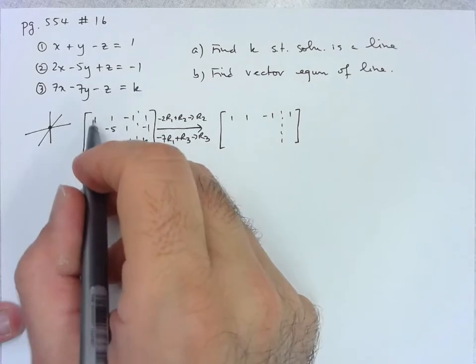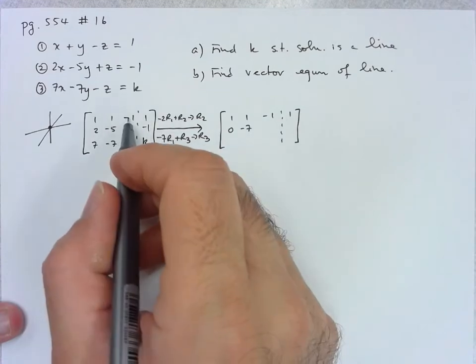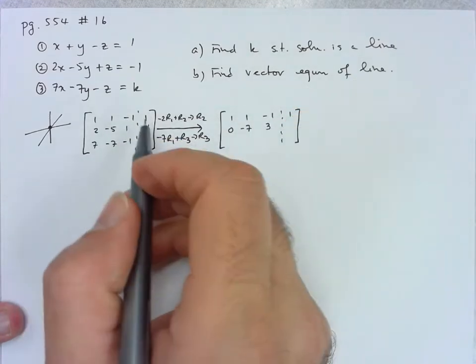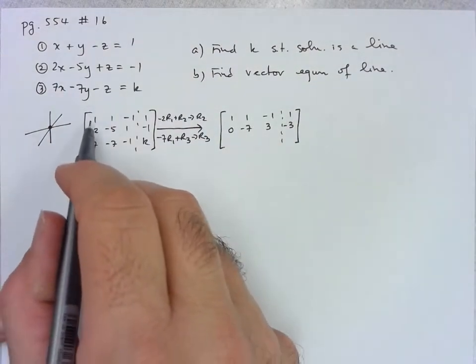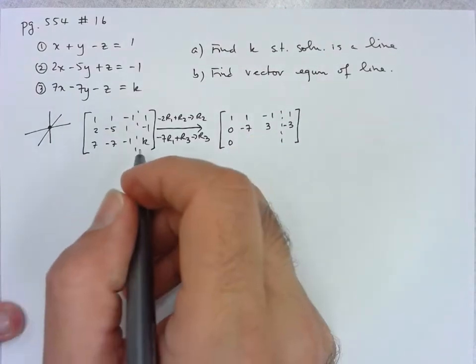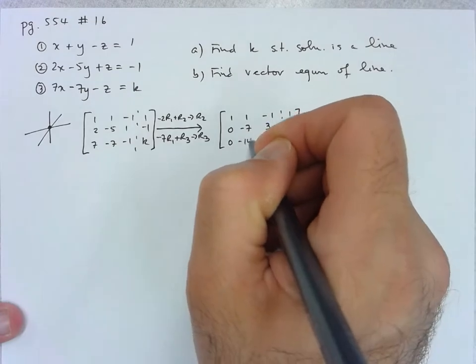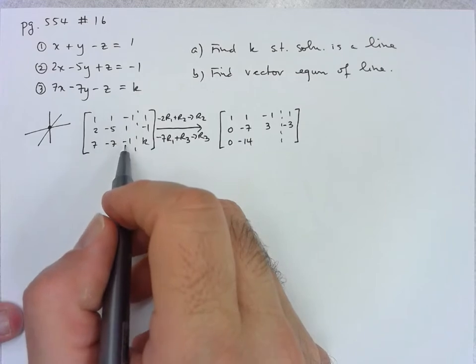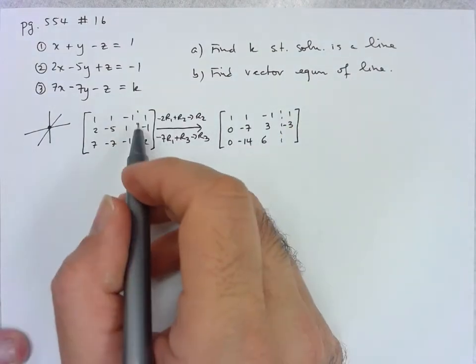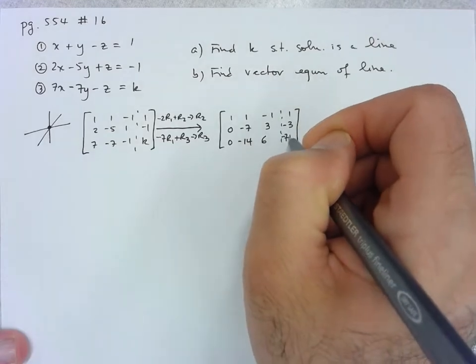So here what do we have? We have negative 2 plus 2, 0. Negative 2 minus 5, negative 7. Here we have 2 plus 1 is 3. And here we have negative 2 minus 1 is negative 3. Let's do the third row now. Negative 7 plus 7 is 0. Here we have negative 7 minus 7 is negative 14. And here we have 7 minus 1 is 6, and here we have negative 7 plus k, so negative 7 plus k.